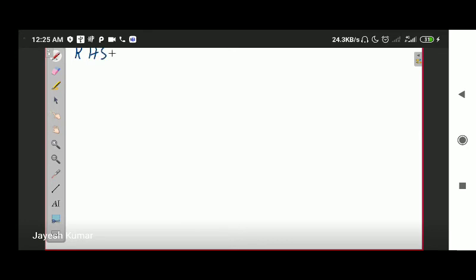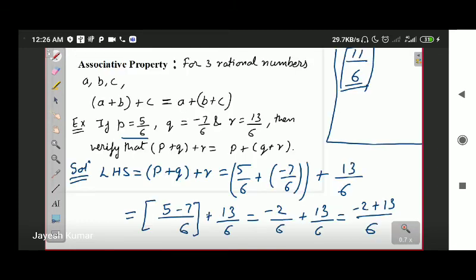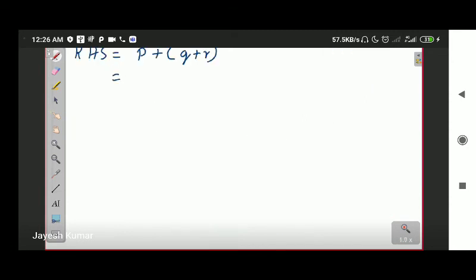RHS was P outside the bracket and Q plus R. Let us put in the values. P was 5 upon 6, Q was minus 7 upon 6 and R was 13 upon 6. So P is 5 upon 6 plus Q, which is minus 7 upon 6, and R, which is 13 upon 6.